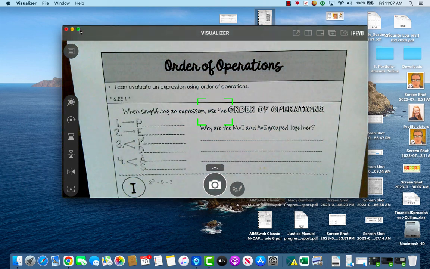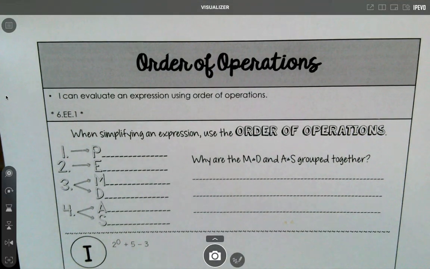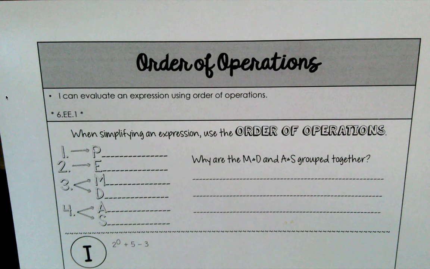Hey guys, order of operations. We're moving on, new and amazing things. So you need your highlighter, you need your pencil, and you can also use your calculator. Okay, so there's that.